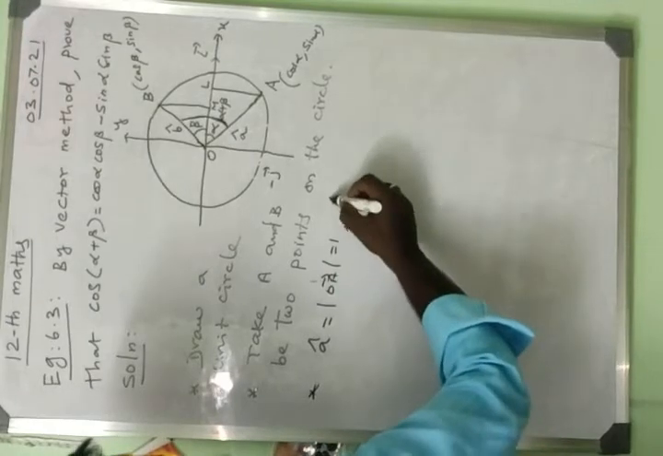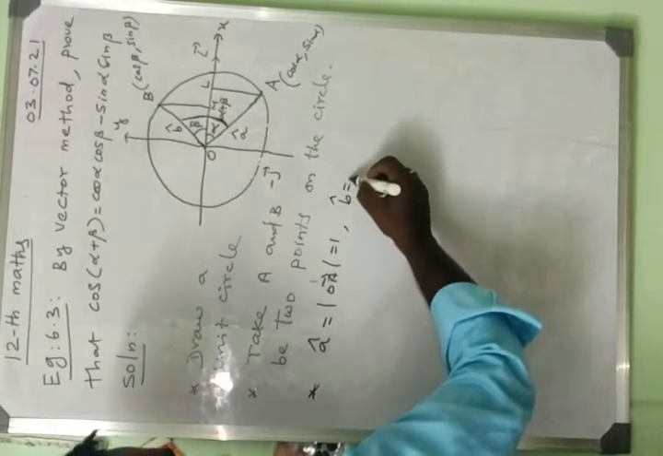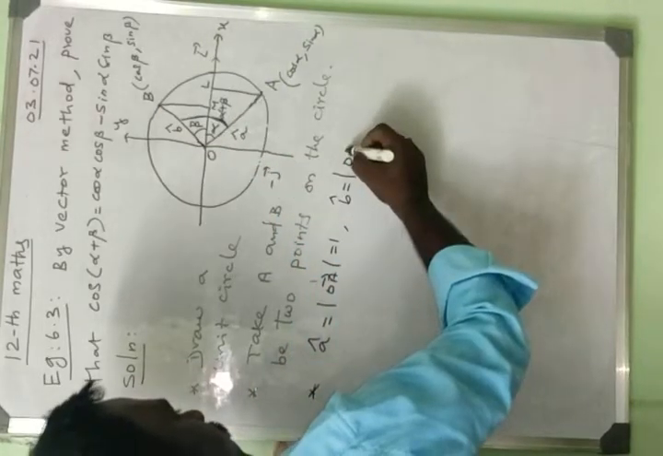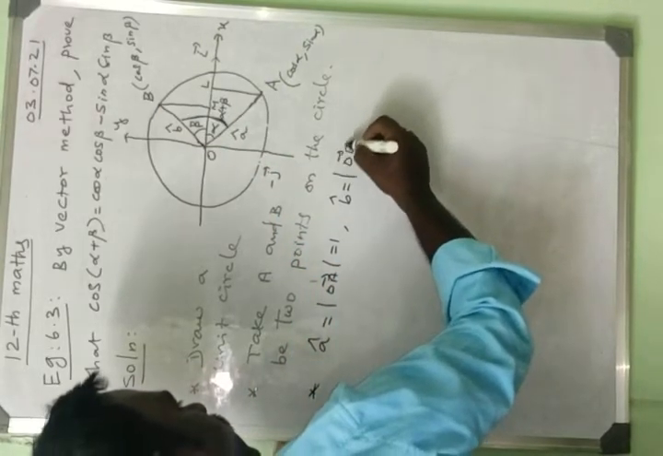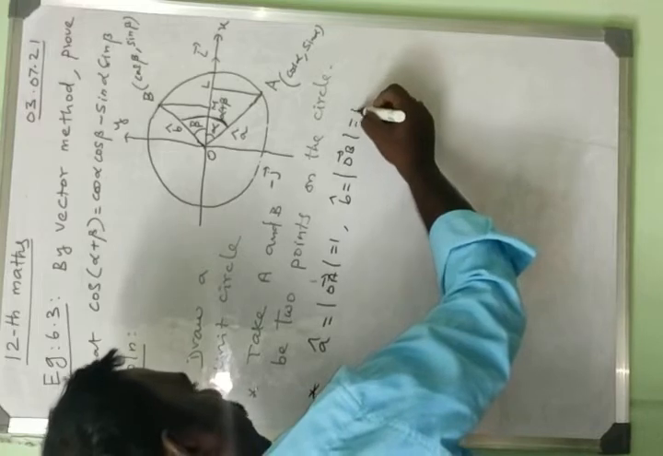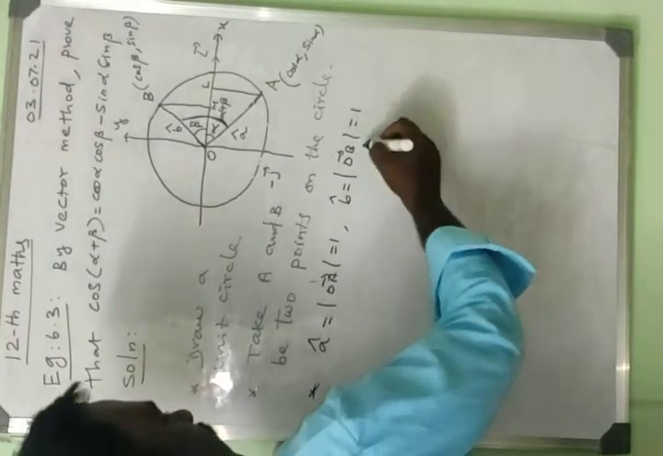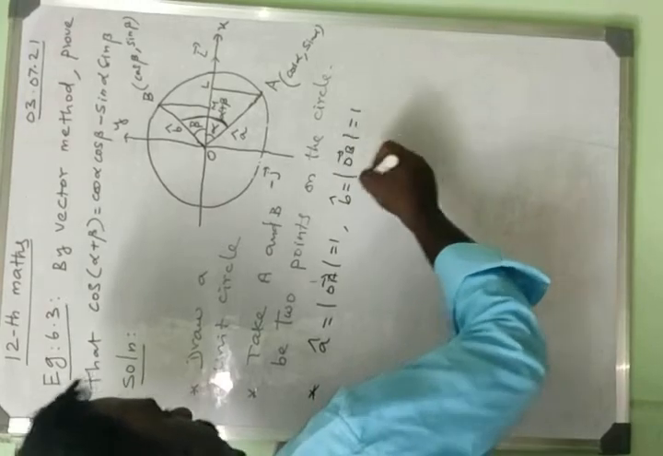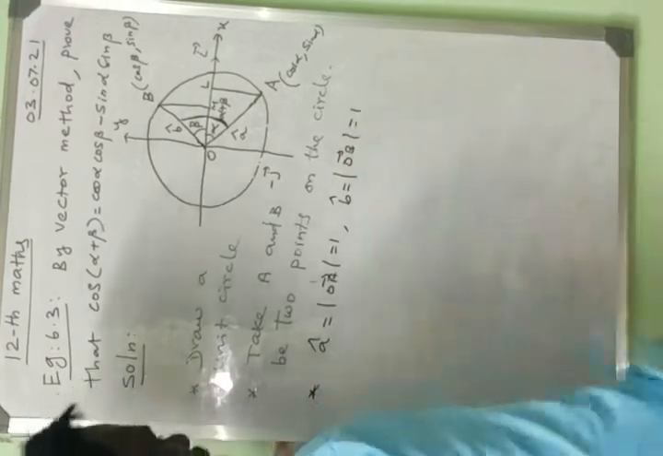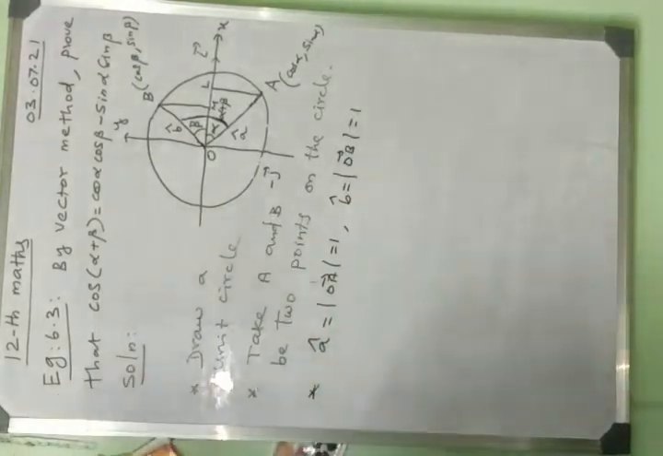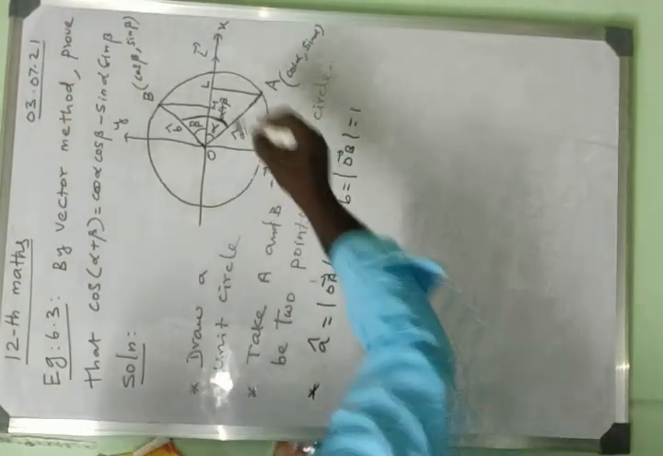Then we want cap B equal to mod of vector OB, and this value is also 1. Why do we put mod here? This OB is a vector, and we want a scalar, so we put mod. Length of OB means we put mod.